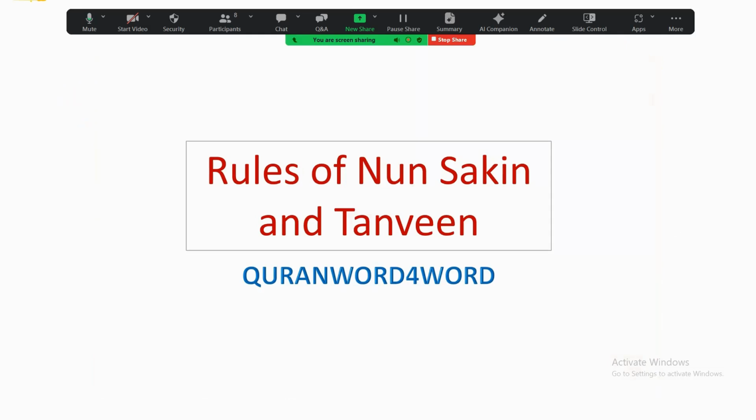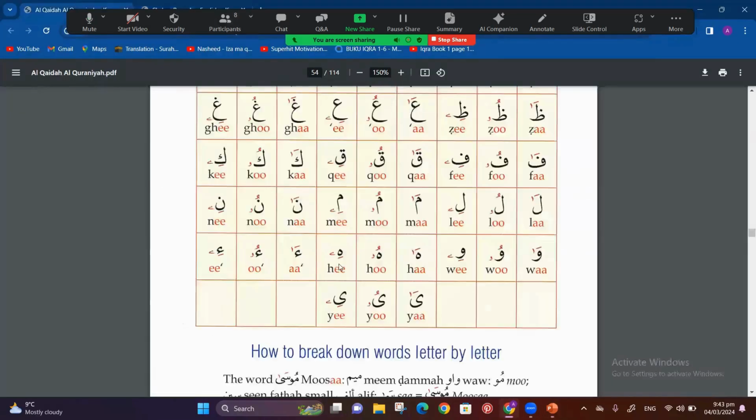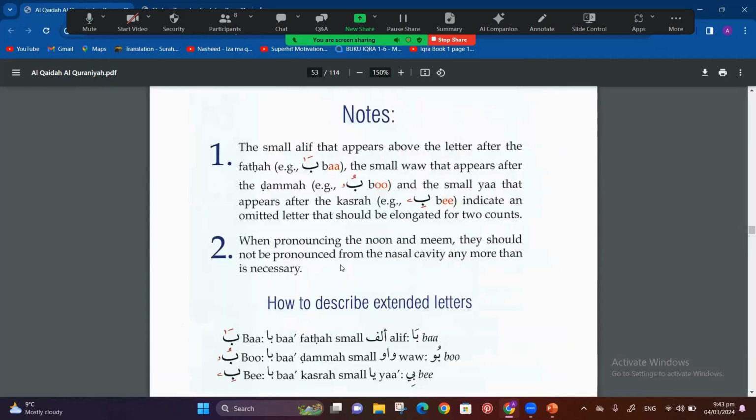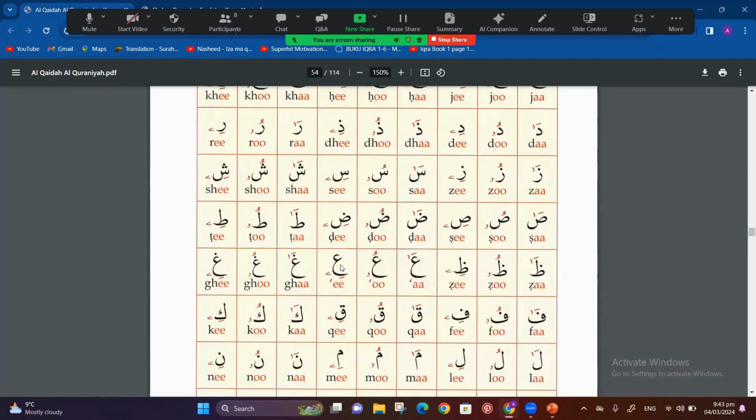And this topic is rules of noon sakin and tanween. Okay, rules of noon sakin and tanween. Let me just see if I can find it right now. Okay, I've opened this here. I don't want to make you confused, so let's just do this now as well.